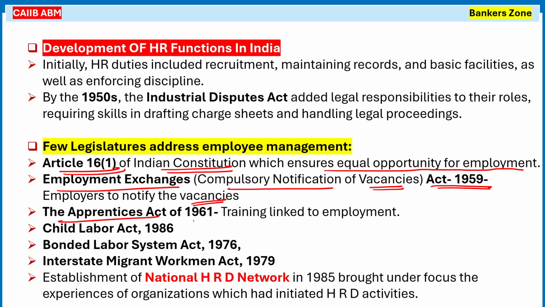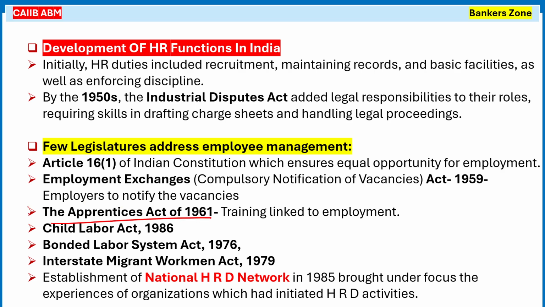The Apprentice Act 1961, it is training linked to employment. So obviously we are very much aware the banks are also recruiting the apprentice. But it is not necessary that they will be hired post apprentice. So this is training linked to employment. We cannot select that, but it is now used as an alternative tool to engage the contract employee.